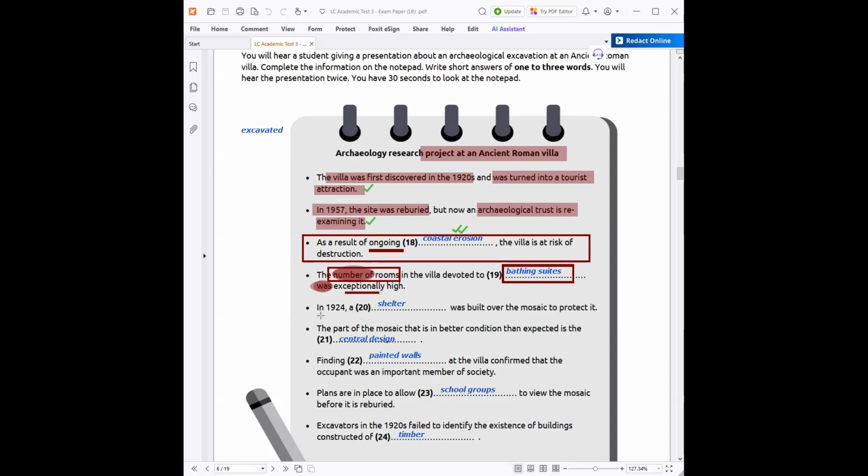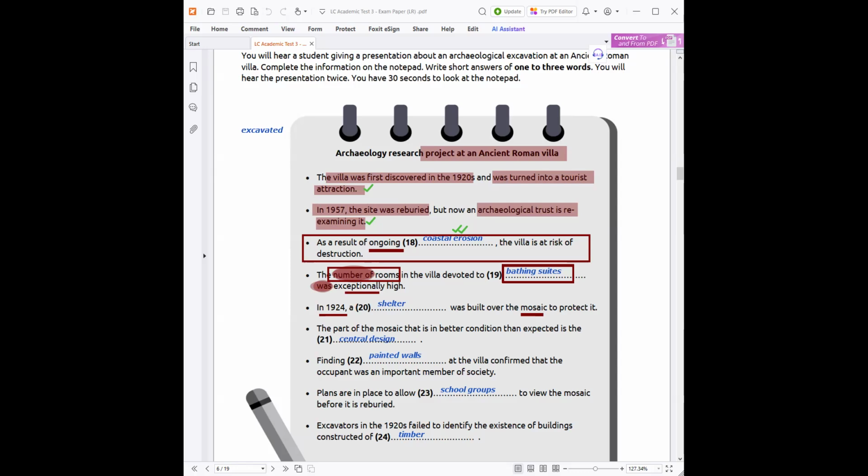Next one. In 1924, so this makes it a bit easy because they would be talking about this year. In 1924, a dash was built over the mosaic to protect it. Now, what is a mosaic? Mosaic is basically a design where they put some stones together, right? So small stones, when they're put together, that is what a mosaic is. You must have seen it in old forts, if you ever visited one. So that is what a mosaic is, right?